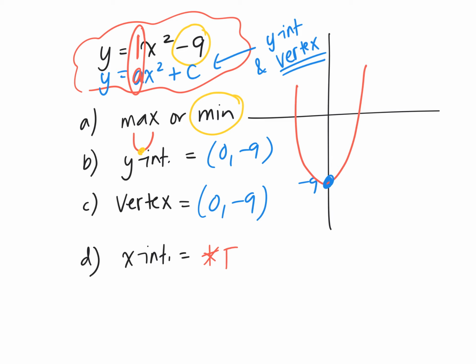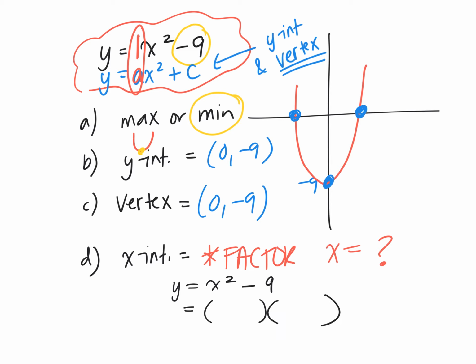To find the x-intercepts, we have to factor it because we're trying to figure out what x is equal to. Look at the graph. It's going to have 2 x-intercepts. So this goes back to chapter 6 or 7. The equation is y equals x squared minus 9. How would I factor this? Is this the product sum method? Or is this a difference of squares? Remember difference of squares? Do you guys remember how to factor difference of squares? So what are the 2 first terms?